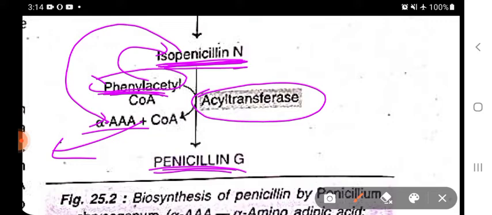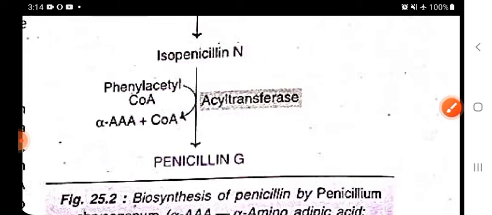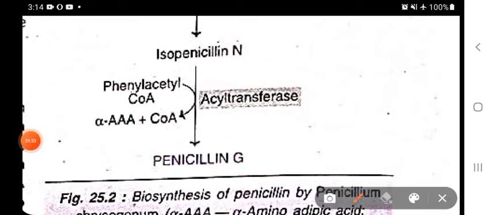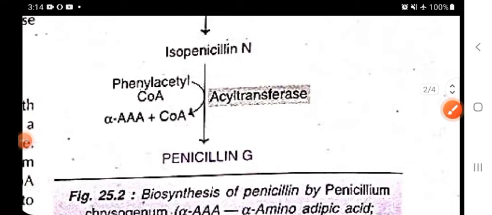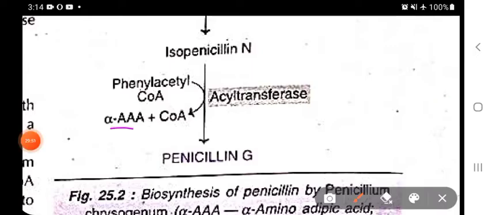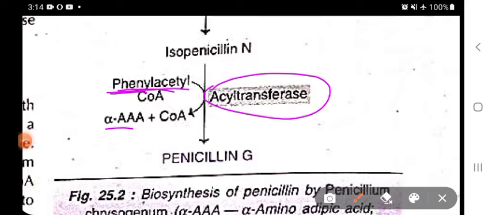So amino adipic acid, in short it is written here as AAA. It is found inside the isopenicillin. Previously we have seen amino adipic acid. So this amino adipic acid is going to be replaced with phenyl acetic acid, catalyzed by this acyl transferase enzyme, and thus we get penicillin G.